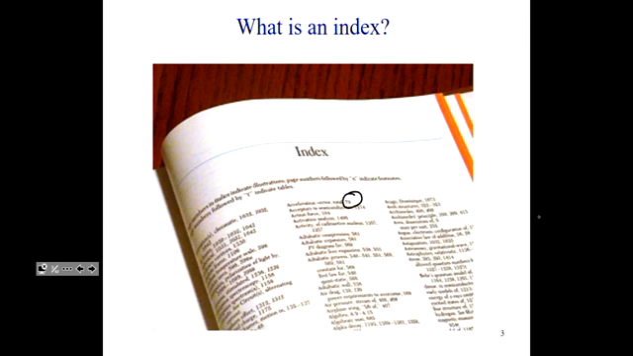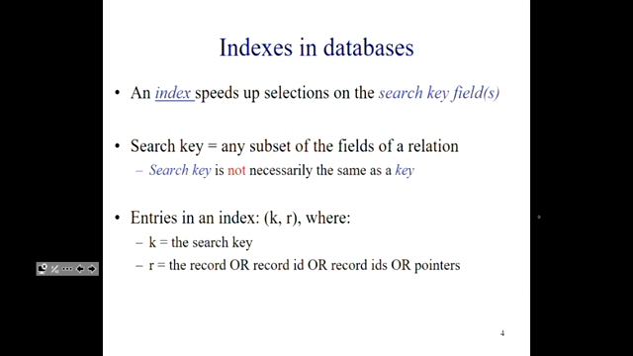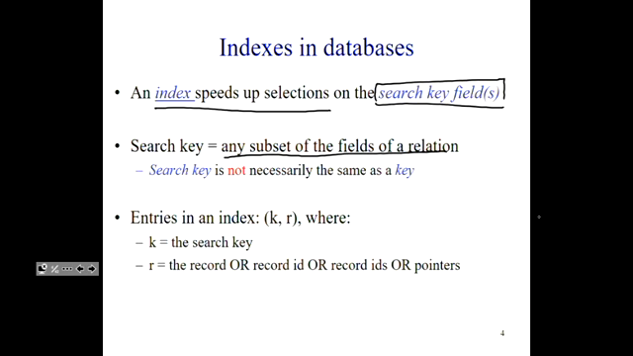Okay? So similarly, an index in your database allows you to look up where data items are located. It speeds up the identification of data items that match certain criteria. Okay? More specifically, an index is speeding up selections on the fields that you're searching on. So these are the search key fields. Okay, and so an index is built using a set of search keys, and these search keys can be any subset of the fields of a relation.